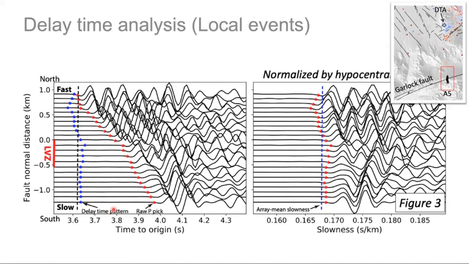For P waves from local events, we use hypocenter distance to correct for the wave propagation effect, and then extract P wave arrival time pattern that is associated with velocity structure beneath the array A5. Results for an example event indicated in the top right figure is demonstrated here. Similar to teleseismic data, P waves from local events also show a velocity contrast across the Garlock fault, with the north side having a higher velocity. In addition, about 500 meter wide low velocity zone that further delays the P wave is identified.